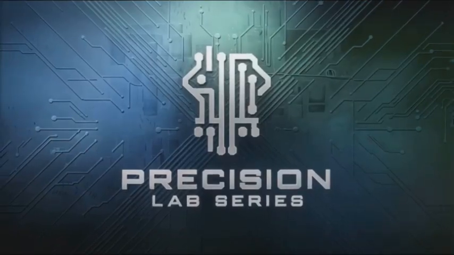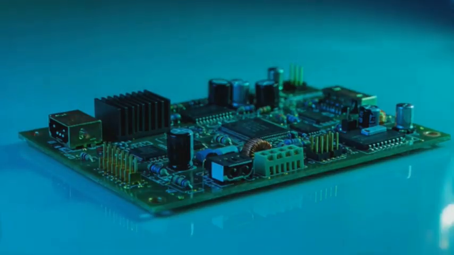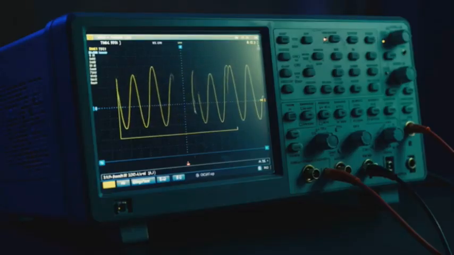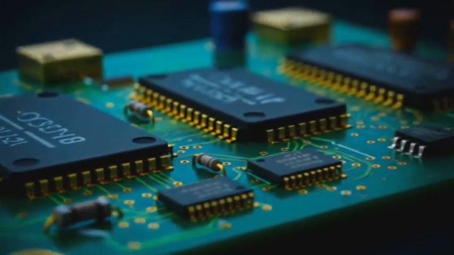Welcome to Mastering PCB Layouts for Optimal Electromagnetic Compatibility and Signal Integrity.